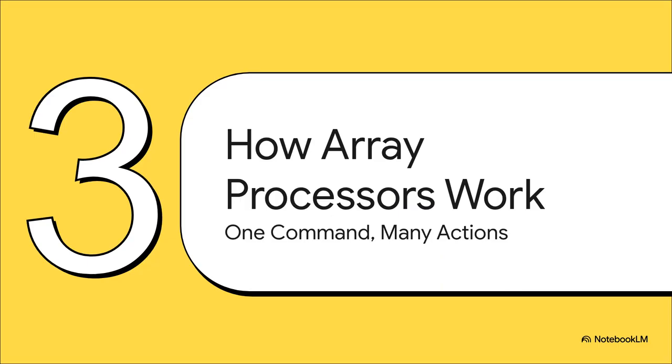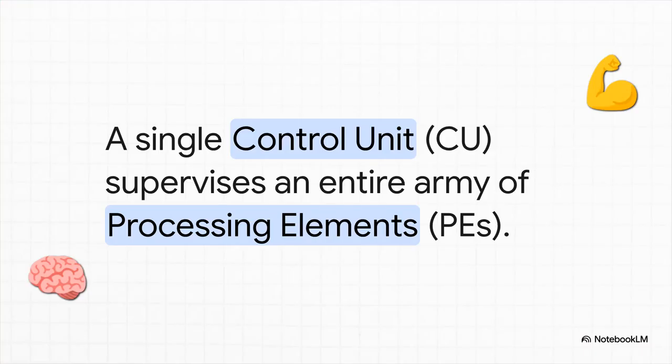Okay, so this perfect lockstep thing sounds cool, but how does it actually work? How can one single command make so many different things happen all at once? Well, the design is actually beautiful and really elegant. You have one control unit, the CU, and it acts like a general. And this general is in charge of a whole army of processing elements, or PEs. The control unit gives the orders, and the army of PEs carries them out.